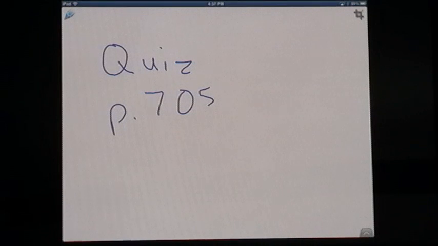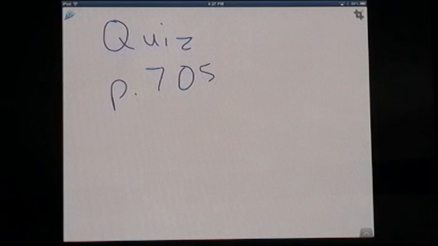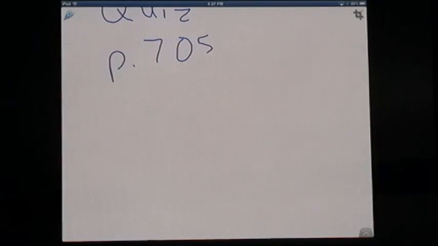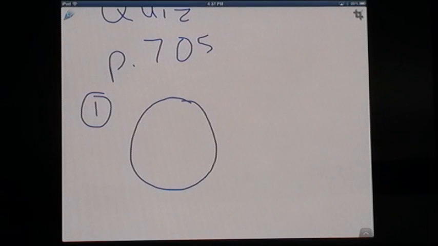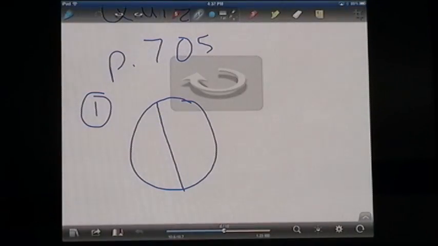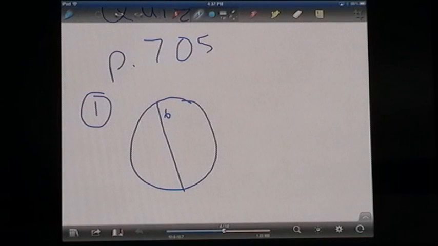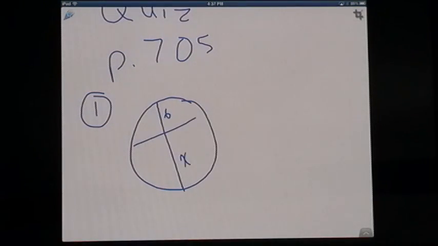5 to make sure you're ready for quiz 3 from chapter 10. Okay, number 1 is a circle with 2 chords. Whoops, that's not an 8. It's a 6. And there's an X down here, and an 8, and a 9.